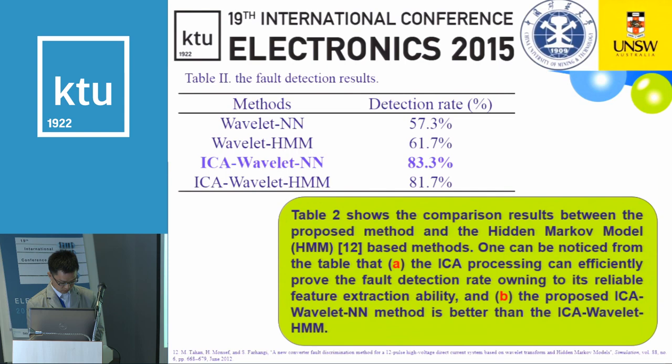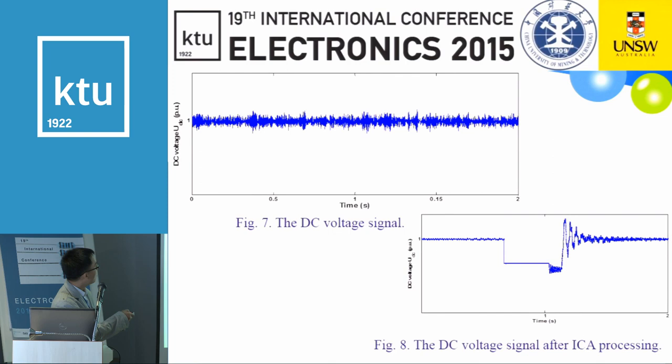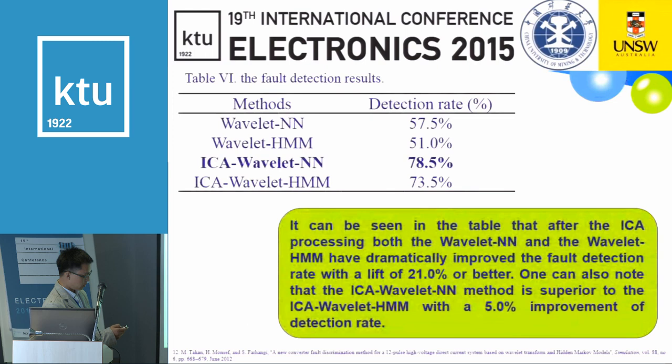The next is the experimental test, and this experiment is done on the Guangzhou transmission line. And this is one example. This is the original data, and this original data is processed using ICA. Also, for this data, we continue to process using the wavelet transform. And this is the processed data. Also, this data is the normal data. So, next we get the detection rate. Also, this is our method. Compared with other methods, this detection rate is better.